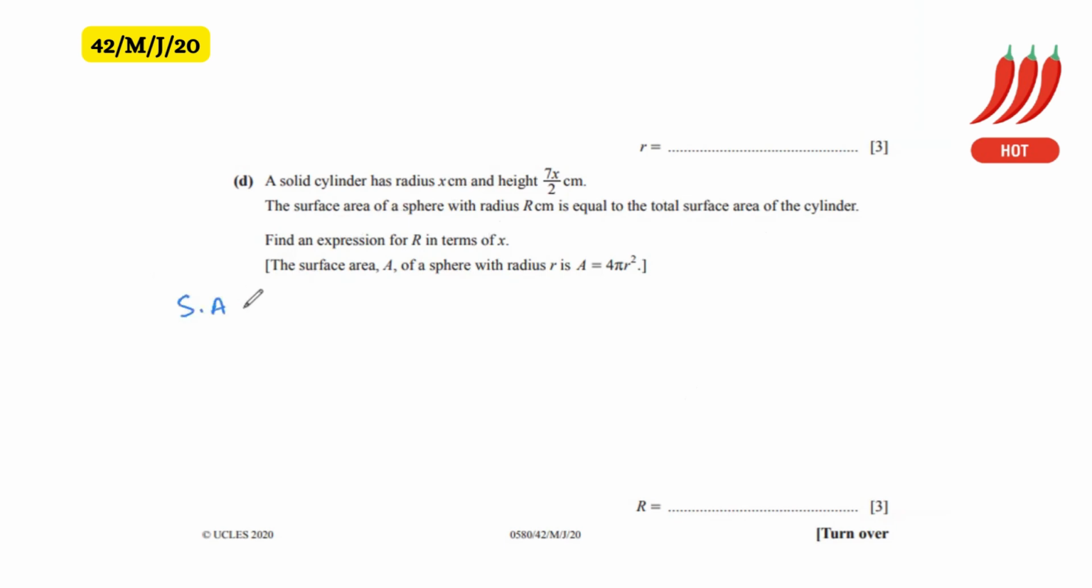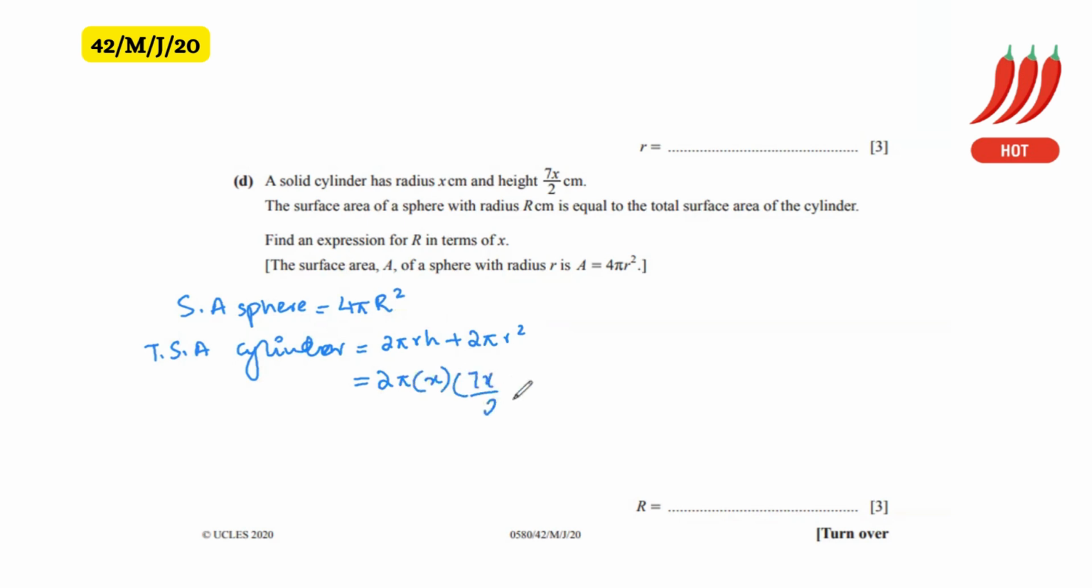So surface area of the sphere is going to be 4 pi r squared. Total surface area of the cylinder is going to be 2 pi rh plus 2 pi r squared. So that's 2 pi x times 7x over 2 plus 2 pi times x squared.